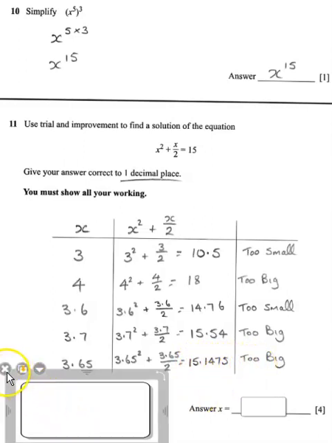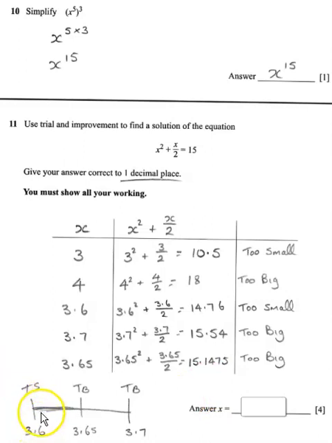So what I've done here is just put a line with 3.6 and 3.7 at each end, and in between we have the 3.65. Now we know that 3.65 was too big and 3.7 was too big. So the answer is probably going to be closer to the 3.6. So the final answer to 1 decimal place would be 3.6.